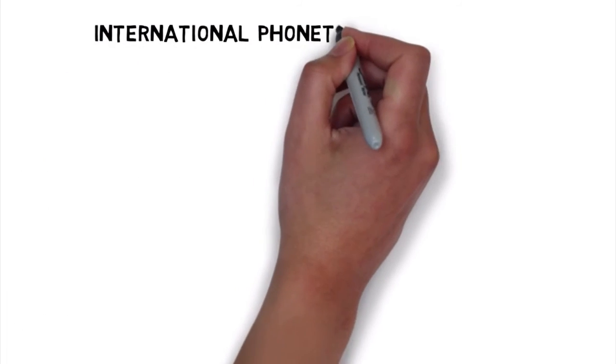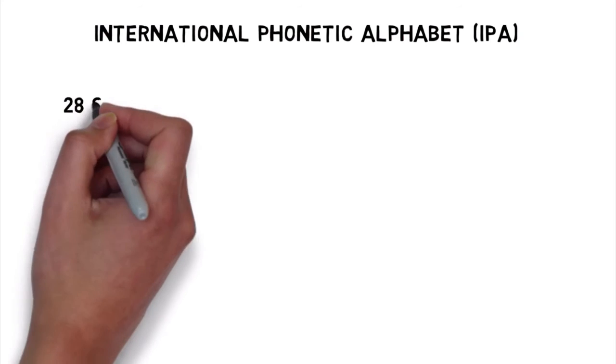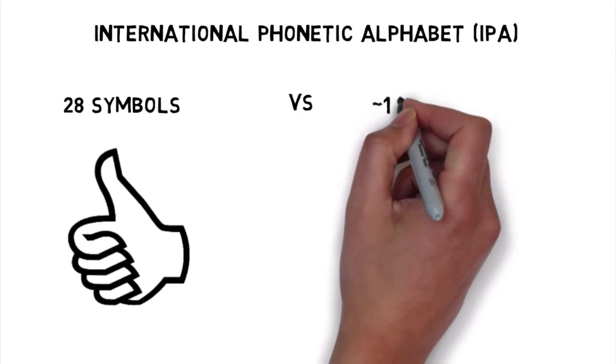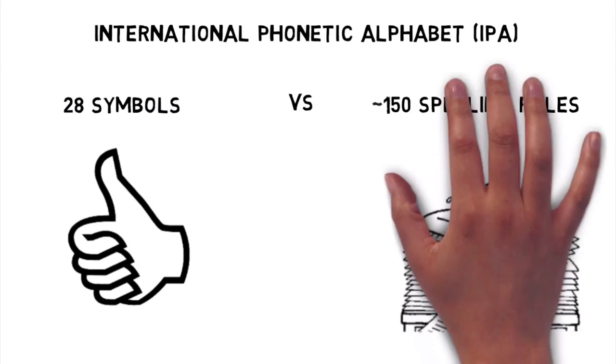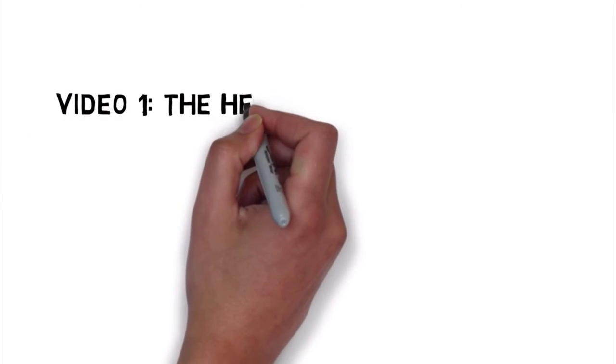I'll be going through Hebrew using the International Phonetic Alphabet, or IPA. This lets us simplify our discussion a lot, since I only need to talk about around 28 symbols, many of which you know already, instead of trying to wade through around 150 spelling rules. So, let's get started. We'll break this up into 4 parts.